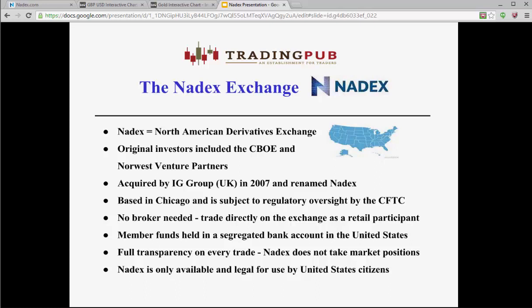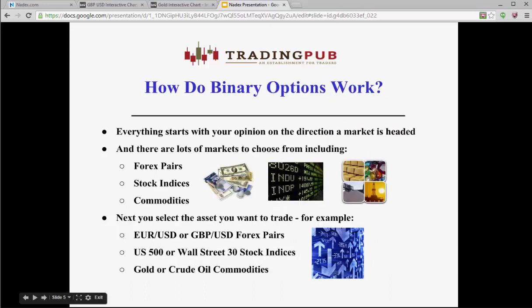Because Nadex is federally regulated and they do not take any positions in any of the markets traded there, you get full transparency. You're not betting against the house. You're basically being matched against somebody that has an opposing opinion to you on any particular trade. With Nadex, you don't trade through a broker. Your orders are placed directly on the exchange. And so you don't pay broker commissions. What you are going to pay is exchange fees, which I'll discuss in just a second.